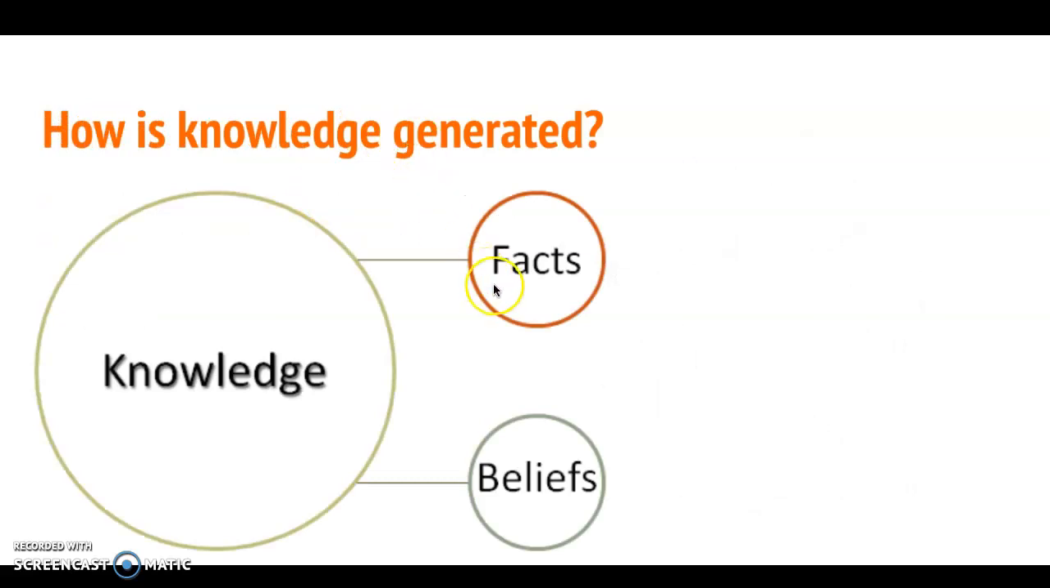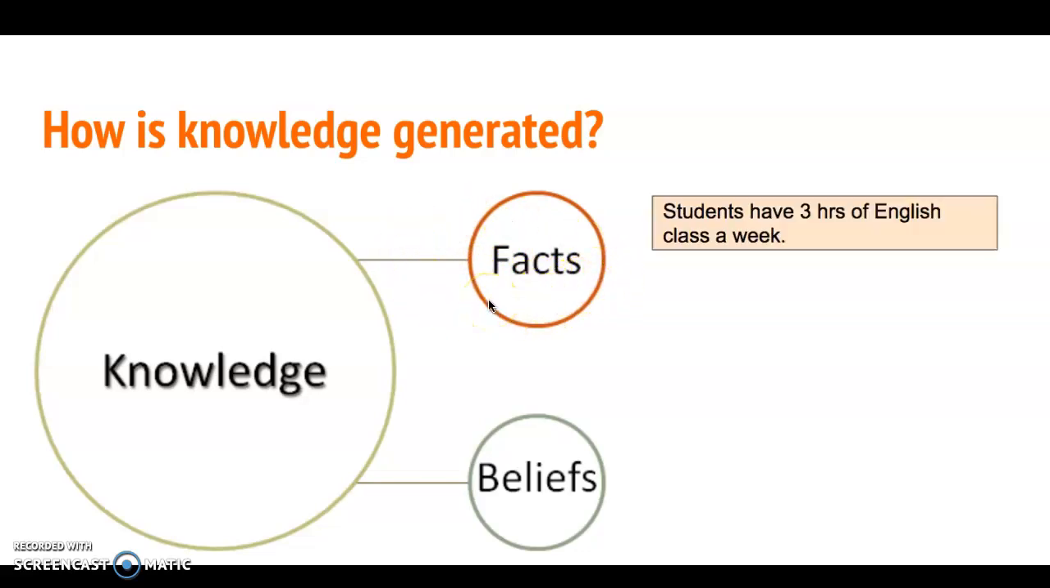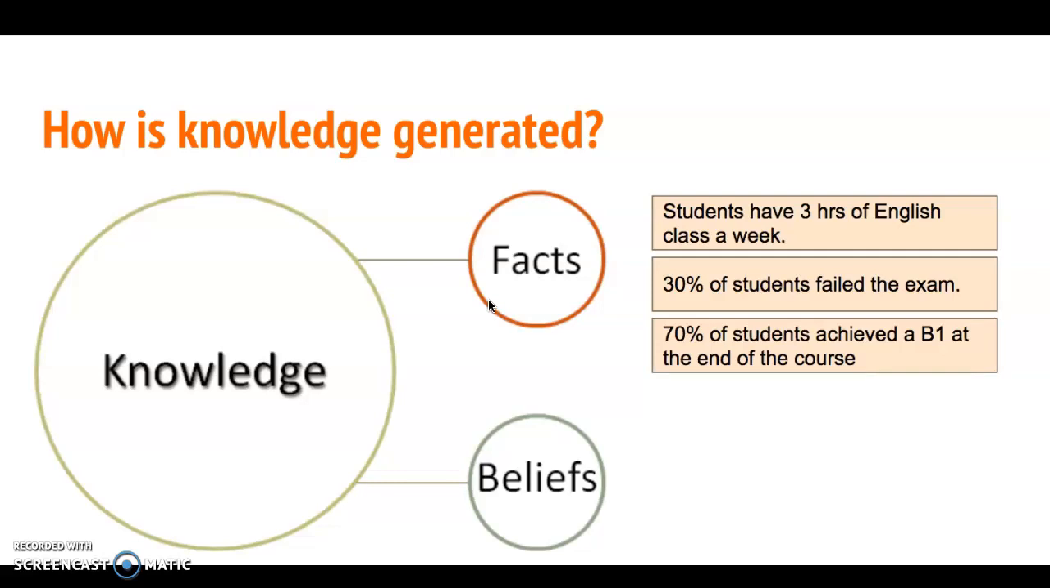There is a trend that mainly believes that knowledge is built around facts, as in students have 3 hours of English class a week. That is a fact. Everybody knows that. Or 30% of my students failed the exam. That was tested, okay? Or this one, also tested. 70% of students achieve a B1 level at the end of the course. It could have been me who tested them, or could have been somebody else. The thing is, at the end, we have a fact.